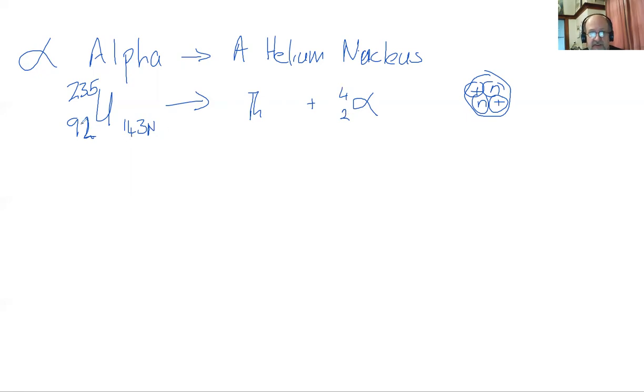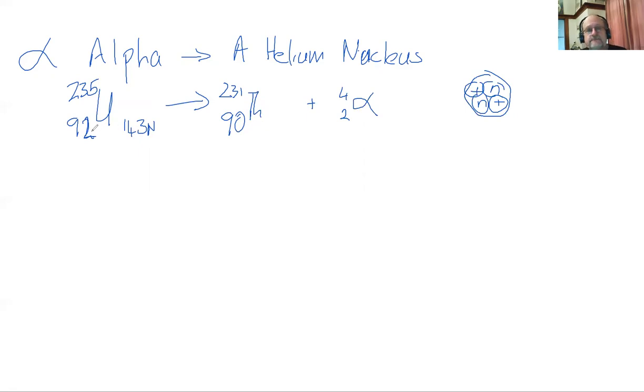So if I'm trying to work out what this is going to be, I look at this and there's 92 here. If I take away 2, that means there's 90 left. And I start off with 235, I take away 4, that means I've got 231. That's going to be a fairly unstable form of thorium, and that's going to break down itself to protactinium, and away you go.